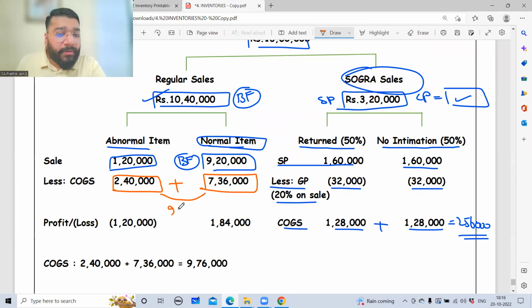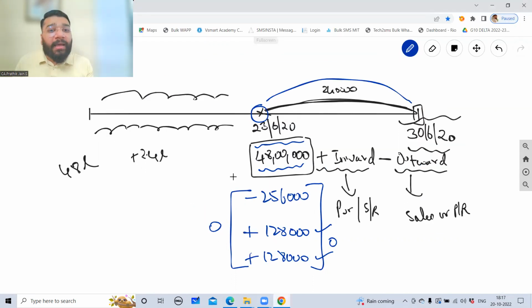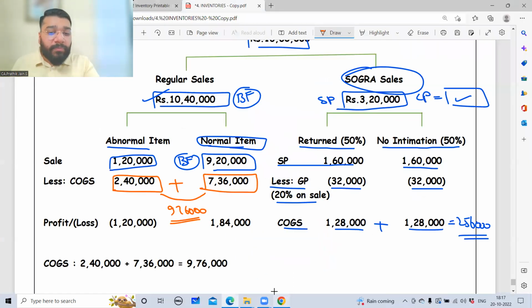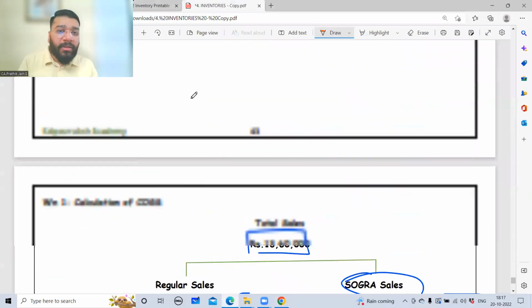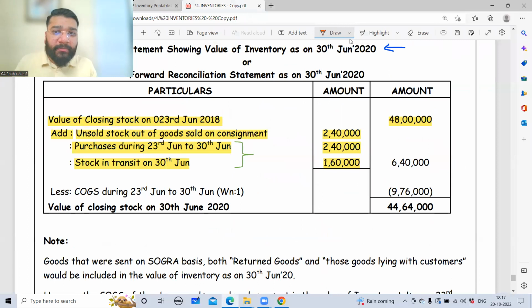9 lakh 76,000, which means 9 lakh 76,000 worth of stock was there in this 48 lakh when I did the physical verification. Because only after physical verification, on this cost, I loaded profit and sold the goods. So technically, from this 48 lakh, should you minus this outward sale or not? We have to minus outwards. How much is outward? You have to minus 976. That's what we have done here.